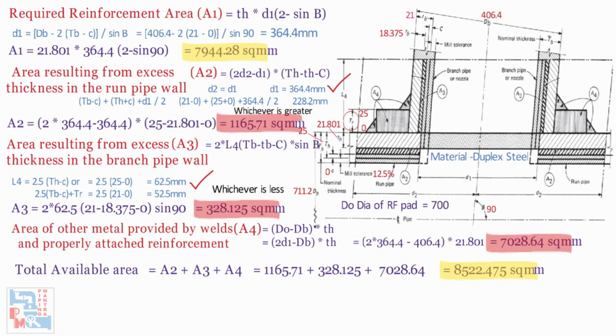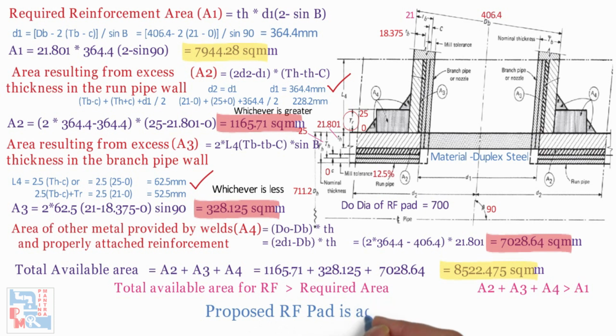The conclusion of the above example would be that the total available area for reinforcement is greater than the required area, hence the proposed pad is acceptable. I hope this video will help you.